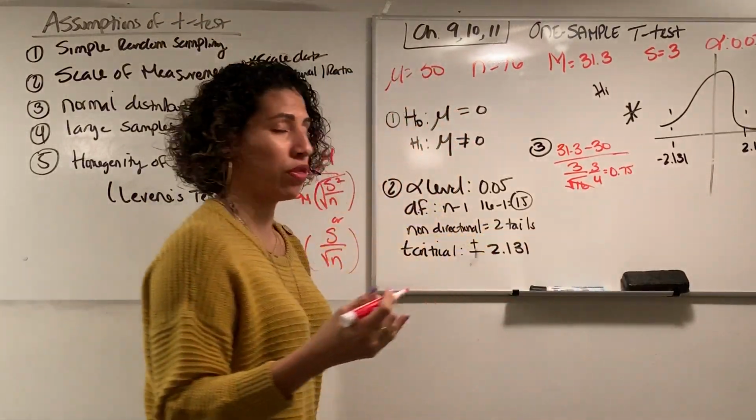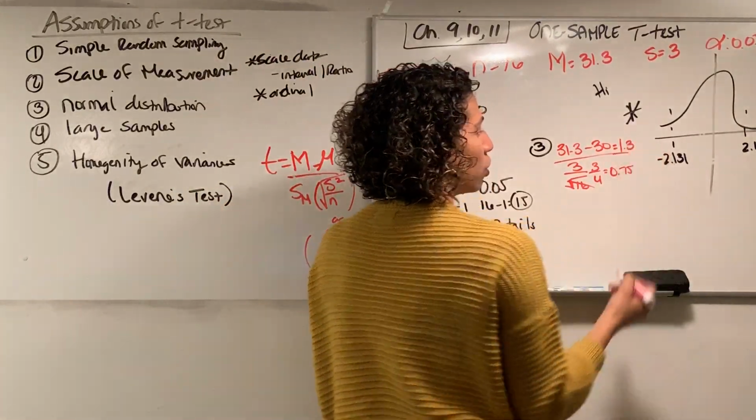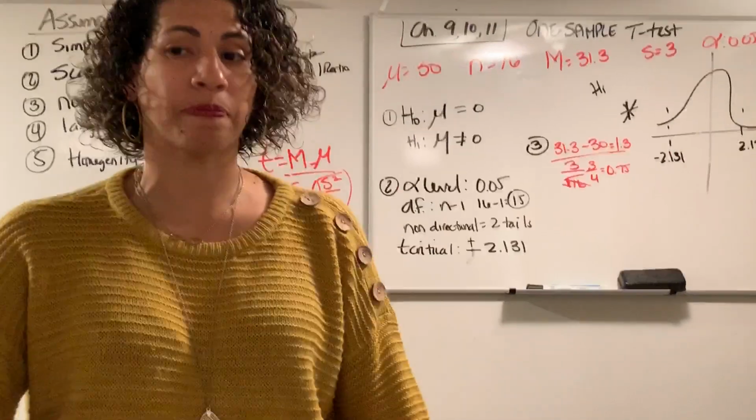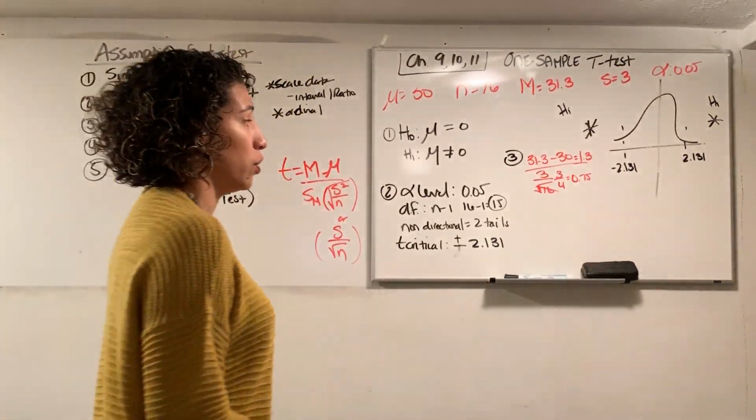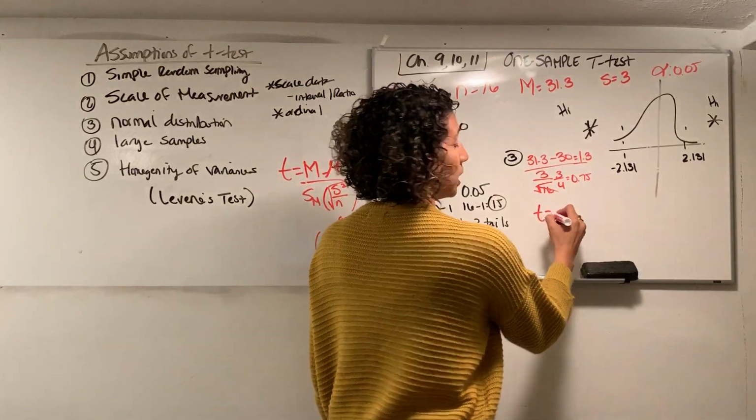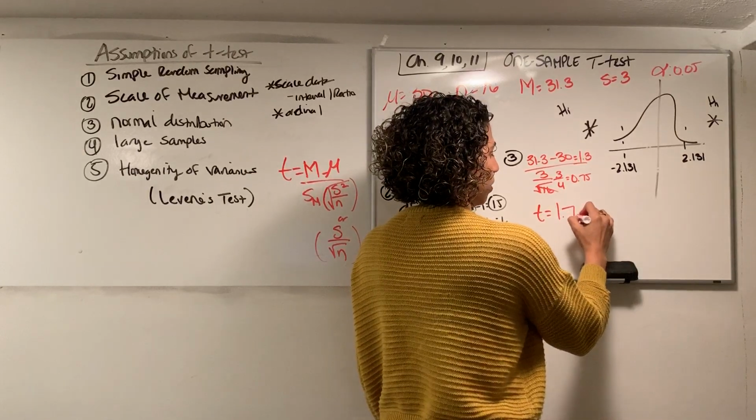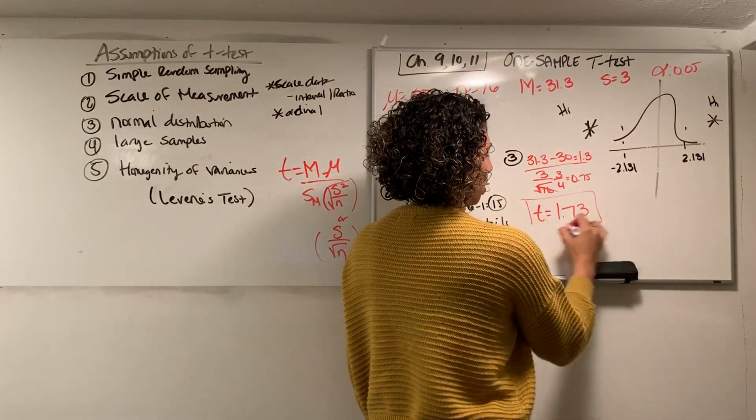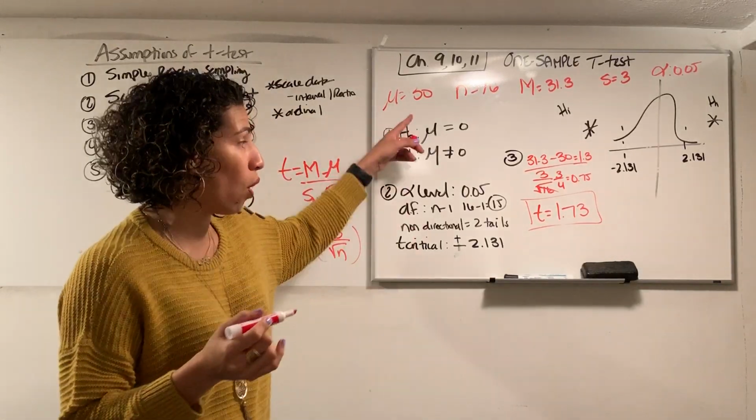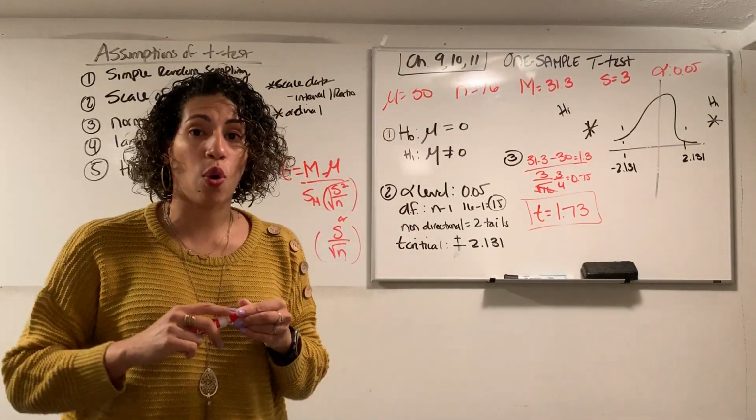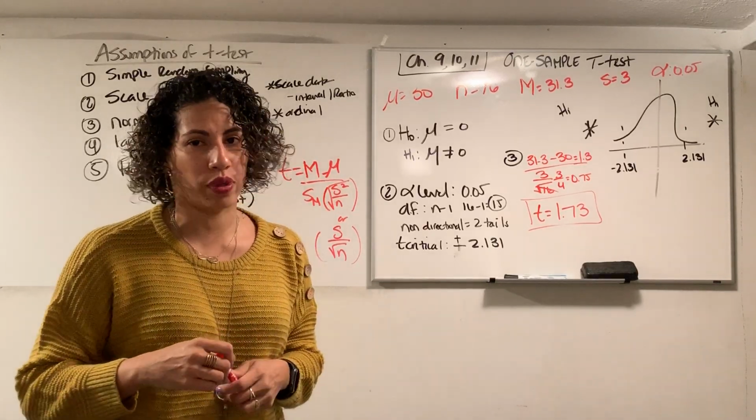And what's 31.30 minus 30? 1.3. So 1.3 divided by the 0.75 is going to lead us to a T of 1.73. So, like I said, it makes sense to run all 3 steps and in order, because 1, it's ethical, and 2, it wouldn't make sense if you didn't do it this way.